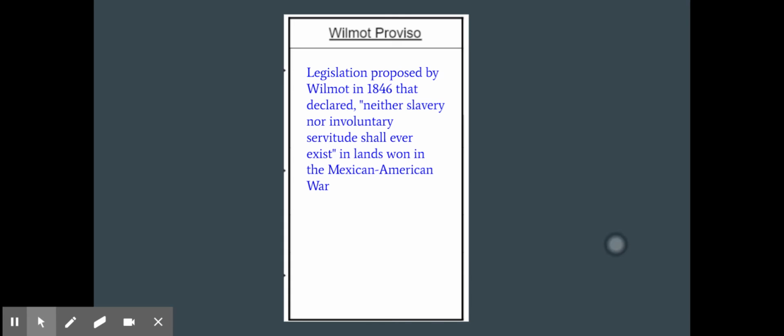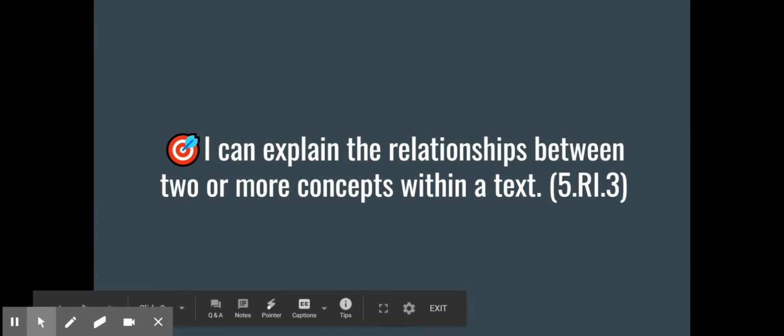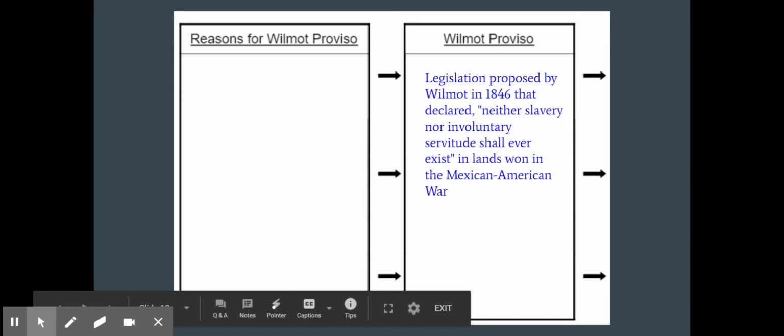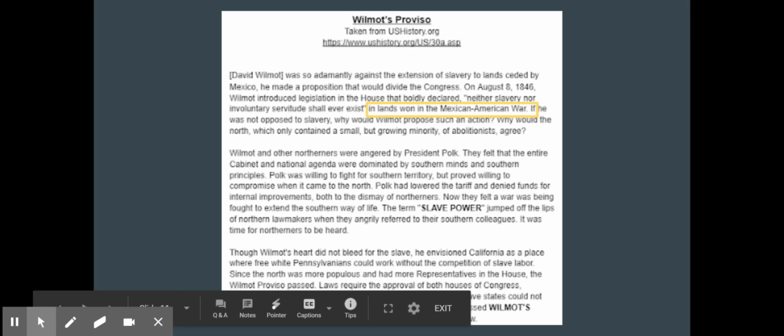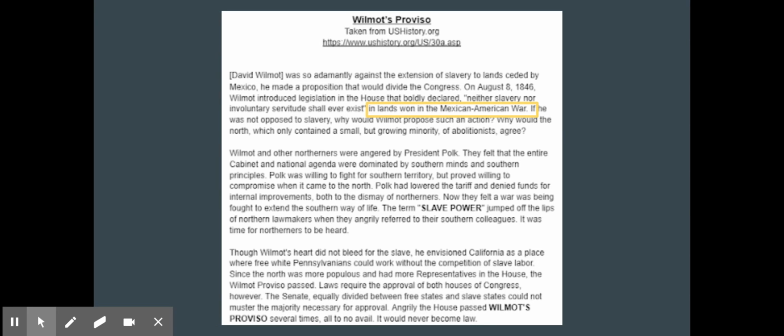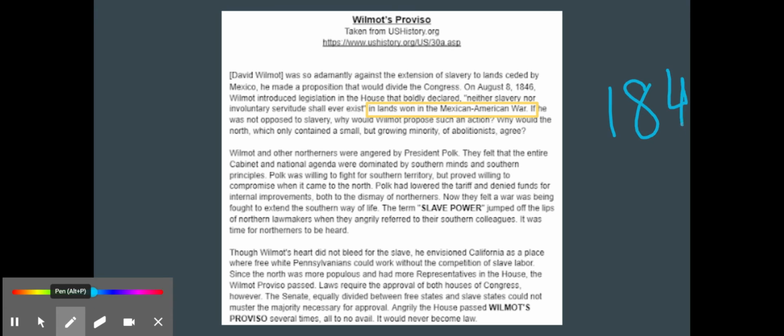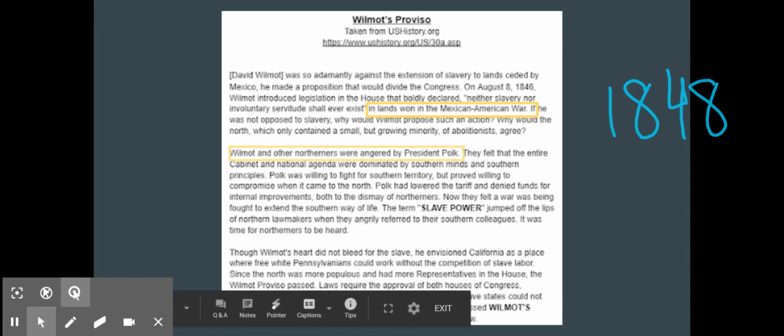And now we're going to go ahead and hit that learning target of explaining the relationships between this. So all of these relationships that we're looking at are all connected to that Wilmot Proviso. Okay, so let's start with the reasons for the Wilmot Proviso. Again, I'm going back to my text to go ahead and find this information. Well, what were some reasons for it? Well, they were about to win some lands won in the Mexican-American War. This was technically before the end of the Mexican-American War. The Mexican-American War technically ended in 1848, but things were looking up and they wanted to go ahead and plan for it. So that's why they were doing that.